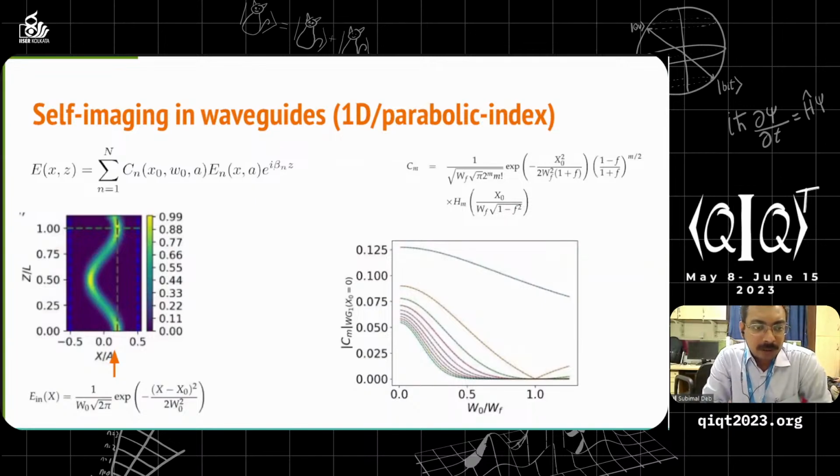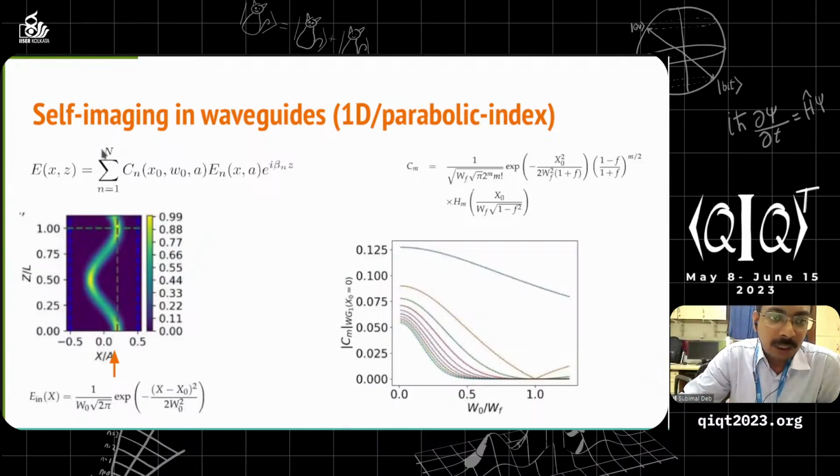Now, how did we do that? We injected a normalized Gaussian into the parabolic index waveguide. I'm sorry, it's not a fiber. And we looked at the intensity variation along the axis of injection, which is this vertical gray line. At roughly the revival distance, shown by this green dashed line, we have the self-imaging that is occurring, but we have to locate the self-imaging plane only by using numerics. As of now, I do not have a way of doing it analytically.